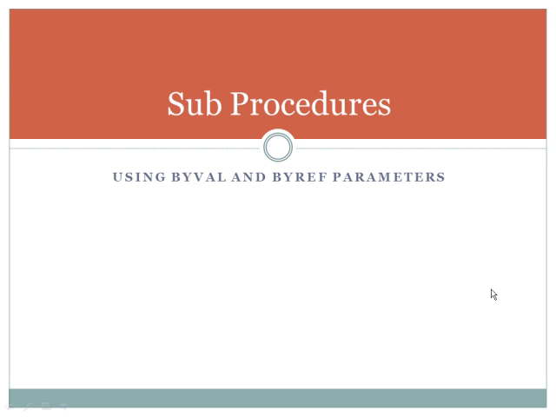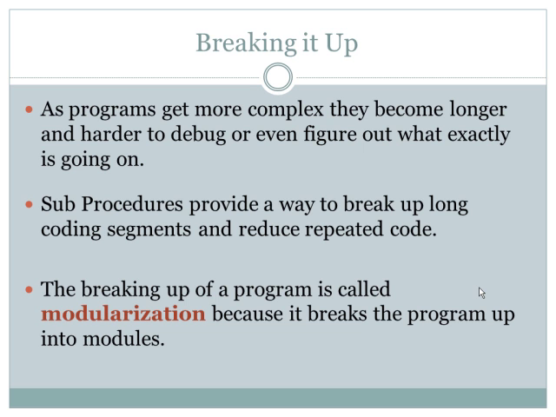In this short video lecture, we're going to talk about creating sub-procedures in Visual Basic. The whole purpose of creating a sub-procedure is to take your code, which can be repetitive and very long, and break it up into smaller, more easily managed parts. The breaking up of a program is called modularization, and that is a key word. So modularization is where we take a program and break it up into different parts or modules.